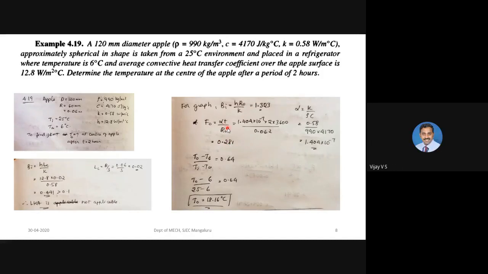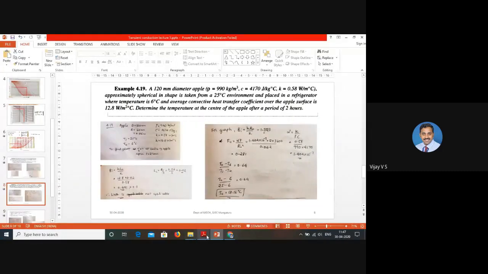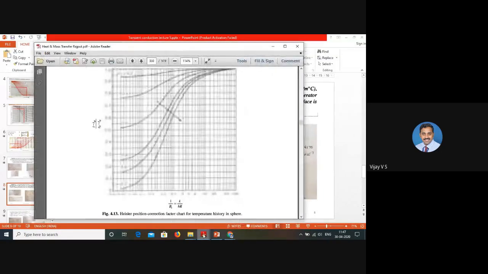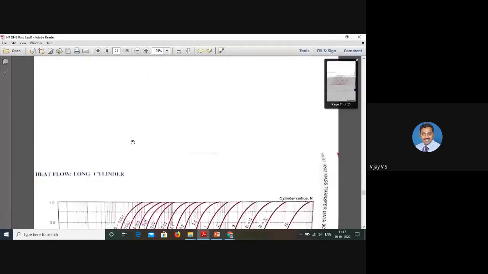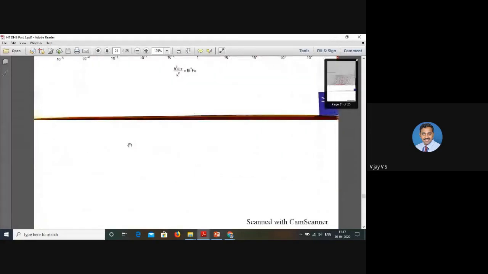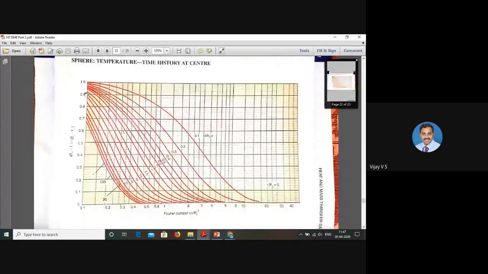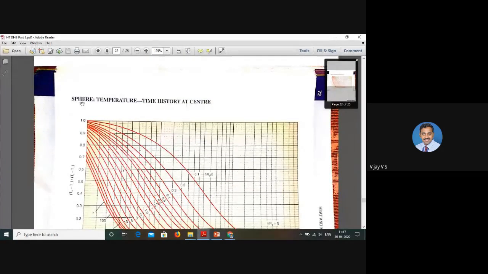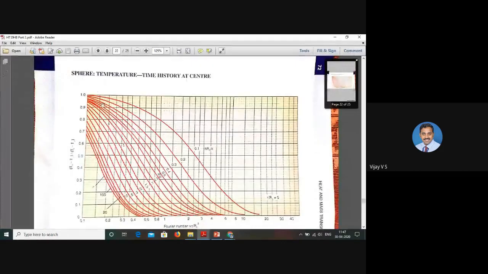Now go to the graph. Which one? Sphere. So for the sphere, first graph, only I want temperature at the center, right? Biot number 1.323, Fourier number 0.281. So if I go to the graph, page number, sorry, this is long cylinder, then 71, that is sphere. Sphere is there in page number 72. I think new data handbook may be 78 something. 80, sir. So 80. Okay. So sphere, go to this.